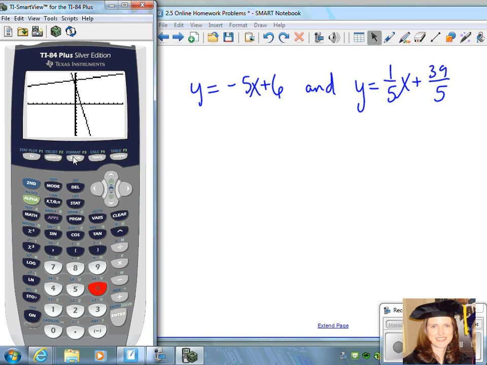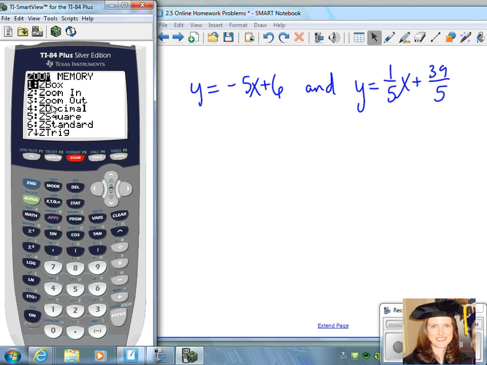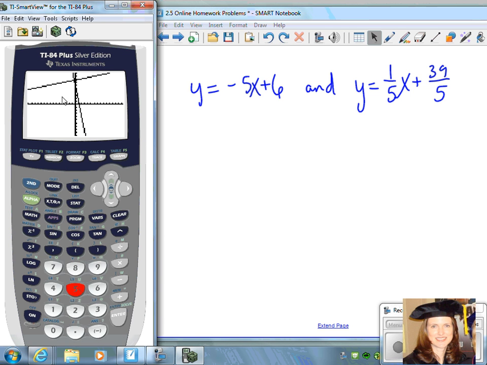You can fix that by pressing the zoom button again, and then going to the zoom square feature, which for my calculator is number 5. It now sets it up so that the paper is square graph paper and these two lines do look perpendicular.